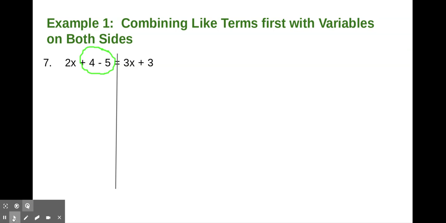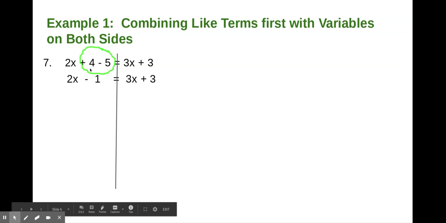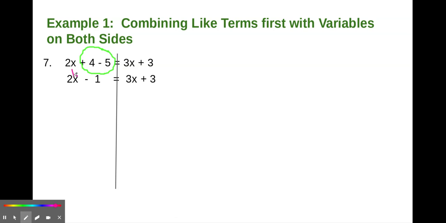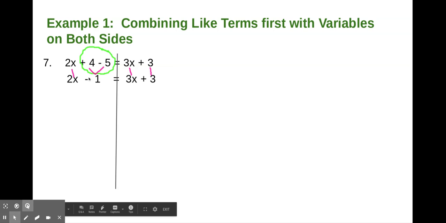So my next step at this point is to bring down your 2x. Okay, bring down your 2x, and positive 4 minus 5 does give us negative 1. And I just bring down the 3x and I brought down my 3. First step, combine your like terms. Second step is the baby bear, mama bear step.